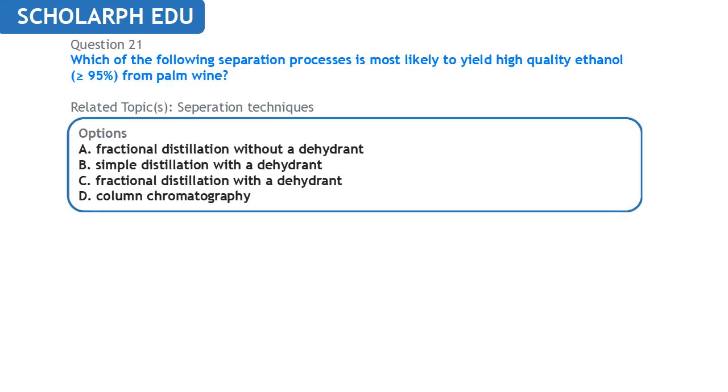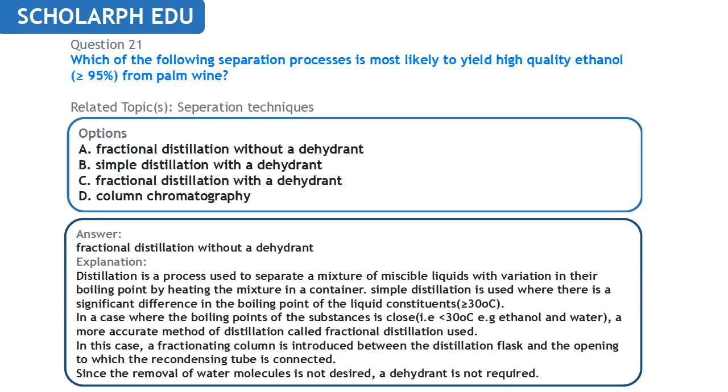Alright, first question here. Which of the following separation processes is most likely to yield high quality ethanol, that has a purity of greater than or equal to 95% from palm wine? That will be by fractional distillation without the use of a dehydrant. Okay, fractional distillation without the use of a dehydrant is going to produce high quality ethanol.